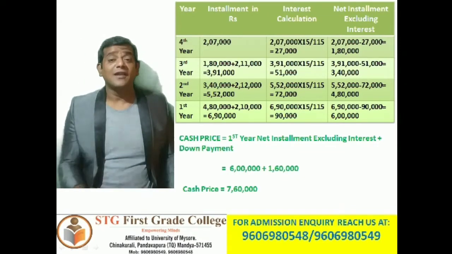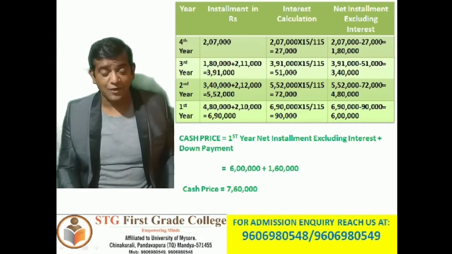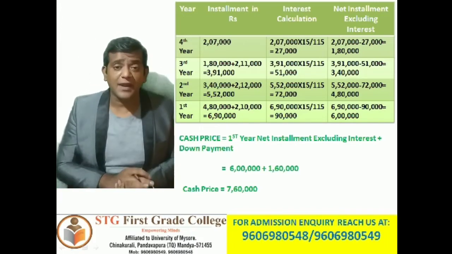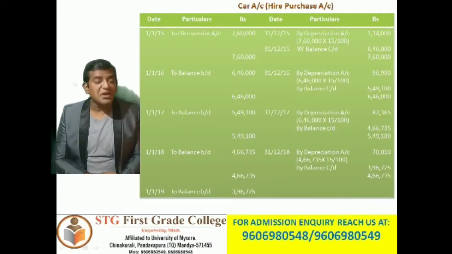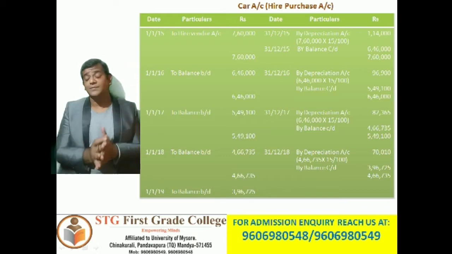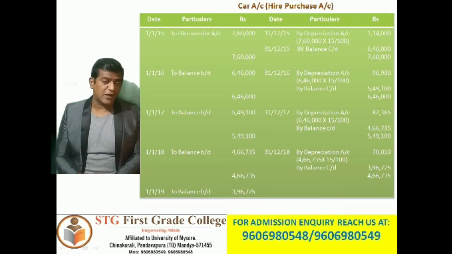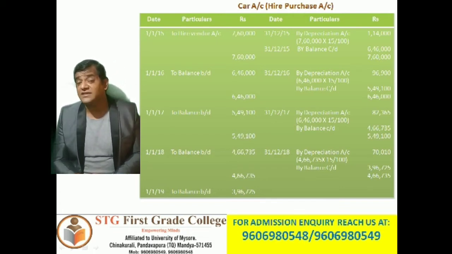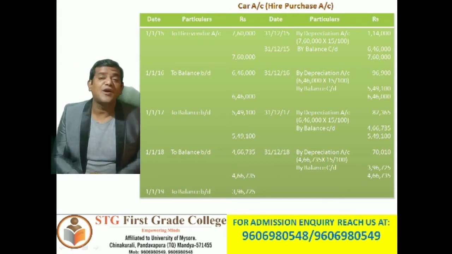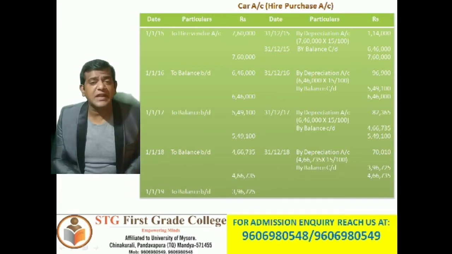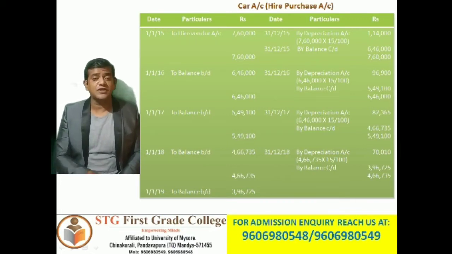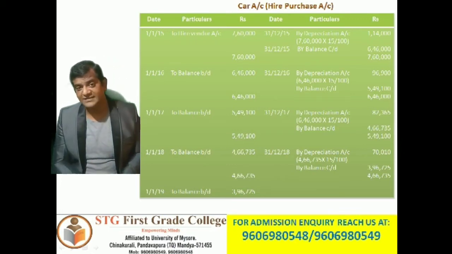So now we have identified successfully the cash price of the motor car. Clear? So now let us prepare a motor car account or hire purchase account. Open a table with 6 columns: date, particulars, rupees, date, particulars, rupees. Clear? So a 6 column table. The heading of the table is motor car account. So now let us go to the debit side column. The opening date, that is the first day of the agreement, 1/1/2015. To hire vendor account. What was the net cash price of that motor car? Yes, 7,60,000. So in the debit amount column, 7,60,000 rupees.